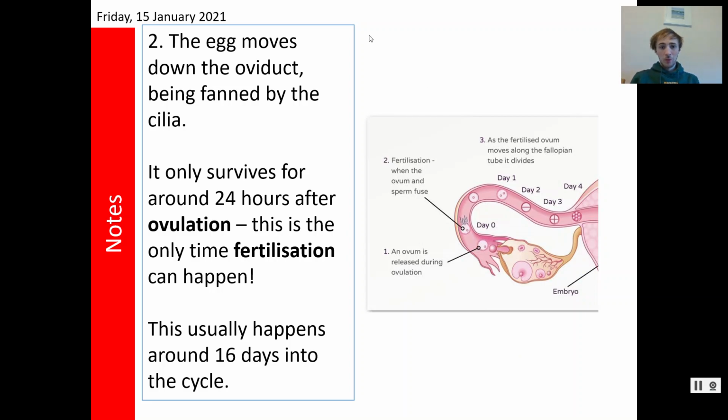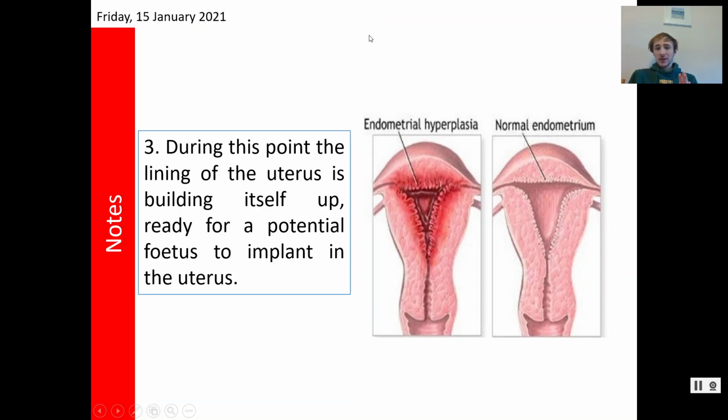Right. Now, this is where we get onto talking about the uterus. All the way through this point, the uterus gets ready in case there is going to be a fertilized egg. If we have a fertilized egg, the uterus has to have a thick lining, filled with nutrients, all the things that the baby will need to stay alive. And so what has to happen is that the uterus lining will build up, ready for a potential fetus.